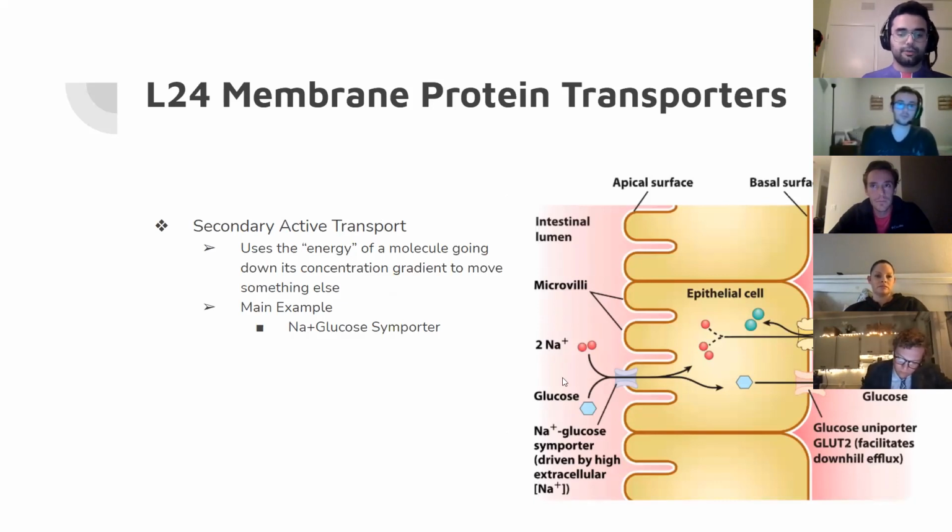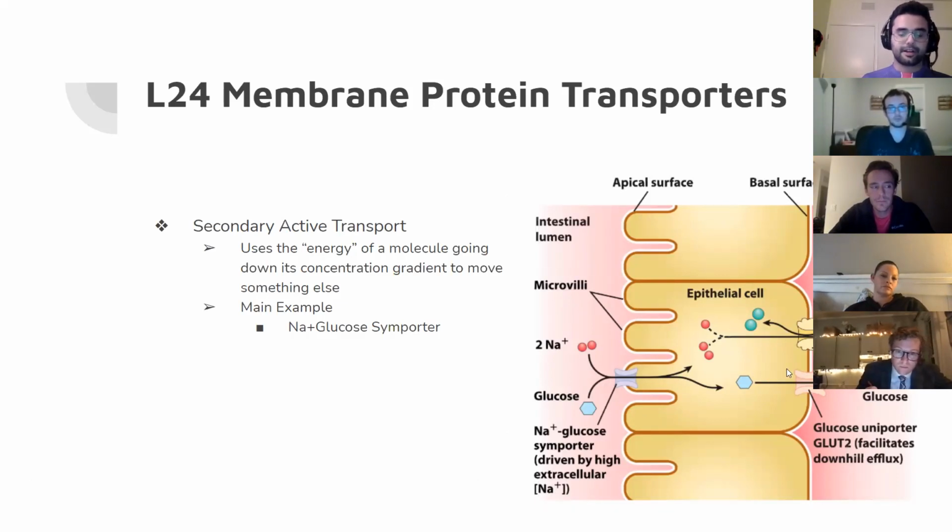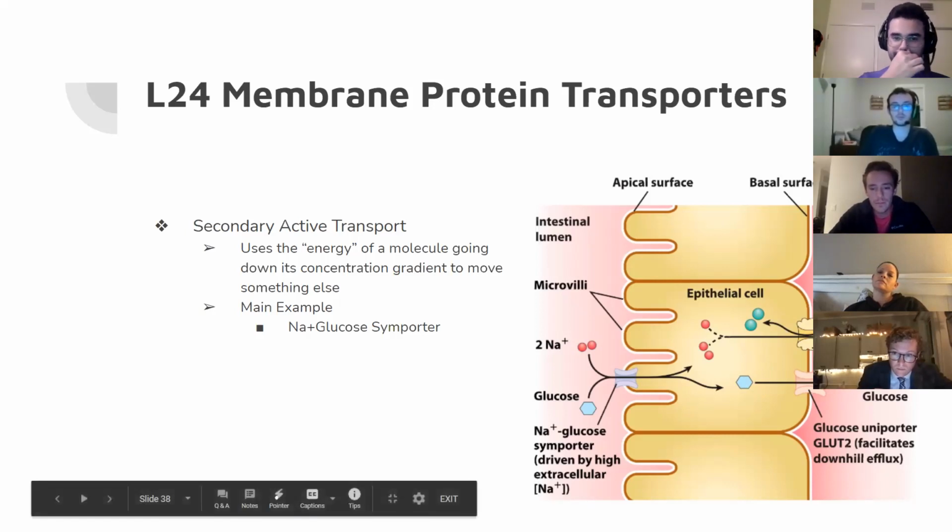So as we see here, 2 sodiums and 1 glucose can actually go through to their epithelial cells. And then we actually have another example right here. Actually, sorry, I was looking at the sodium potassium ATPase, and that doesn't make sense for this case. But then you're going to see that our glucose goes to our GLUT2 transporter into our blood, okay?